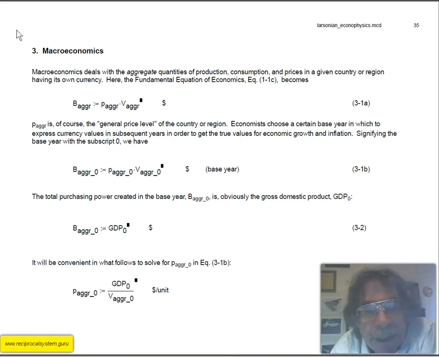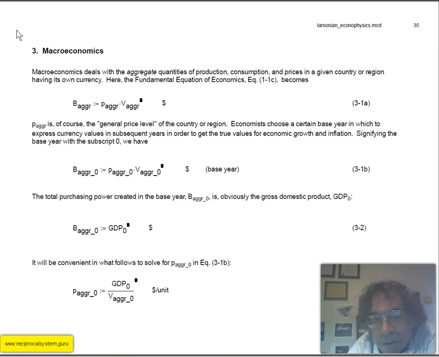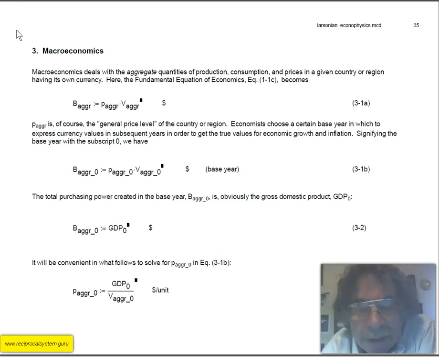Macroeconomics deals with the aggregate quantities of production, consumption, and prices in a given country or region having its own currency. Here the fundamental equation of economics, which is equation 1-1c, becomes B sub aggregate equals P sub aggregate times V sub aggregate in dollars. That's of course nominal. P sub aggregate is of course the general price level of the country or region.